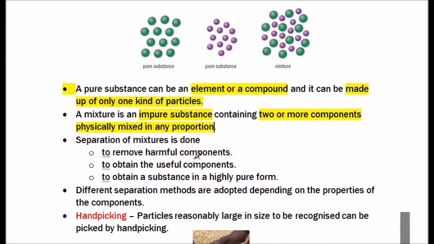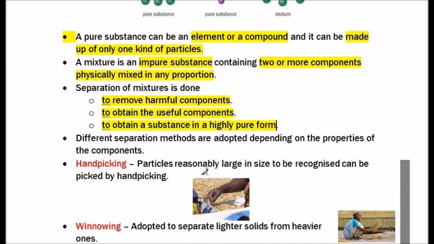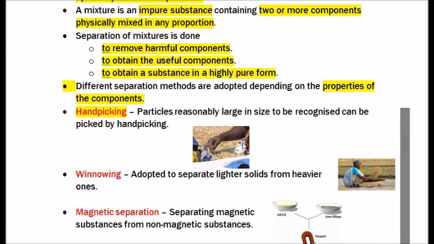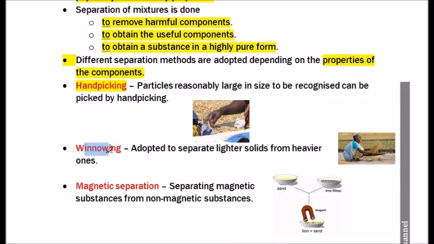Children, separation of mixtures is done to remove harmful components, to obtain the useful component, and to obtain a substance in a highly pure form. Different separation methods are adopted depending on the properties of the components. They are hand picking, that is, particles reasonably large in size to be recognized can be picked by hand. Winnowing, adopted to separate lighter solids from heavier ones.